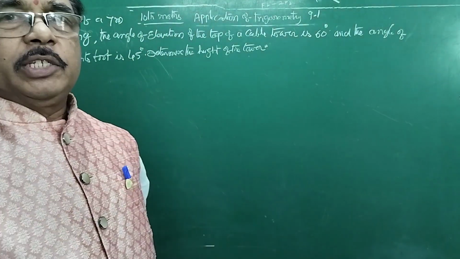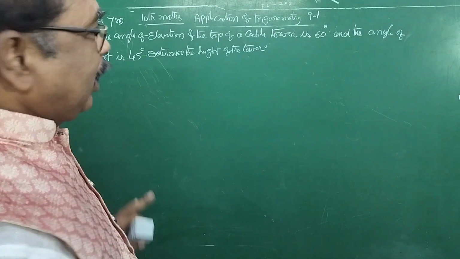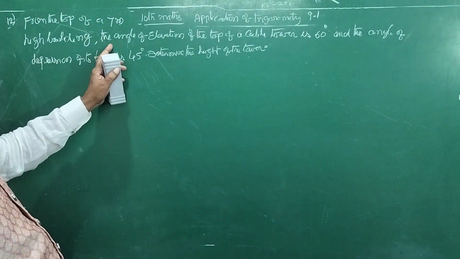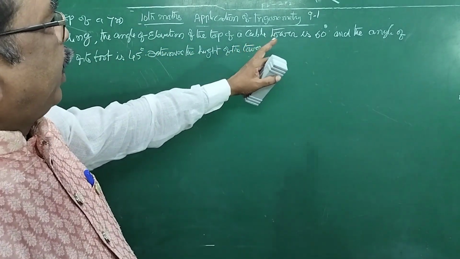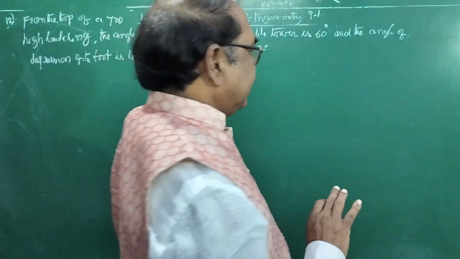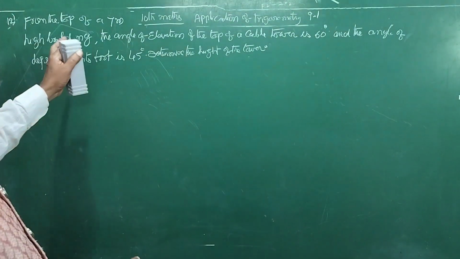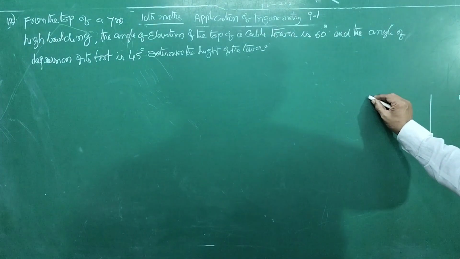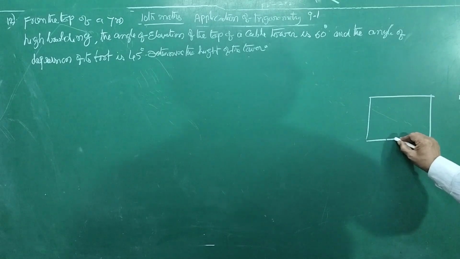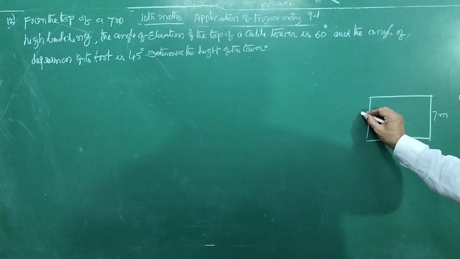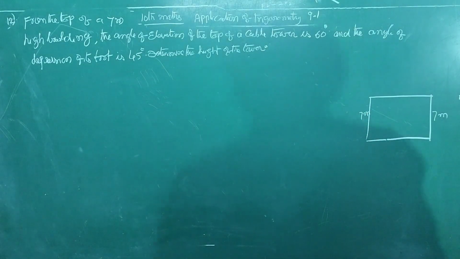Today, 10th Mathematics, Application of Trigonometry, exercise 9.1, 12th problem, let's see. From the top of a 7 meters high building, the angle of elevation of the top of a cable tower is 60 degrees. What is it? From the top of a 7 meters high building. That means this side is also 7 meters, isn't it? A 7 meters high building.